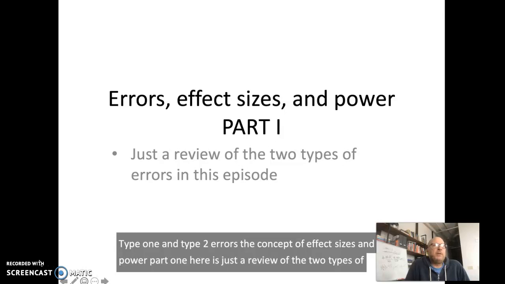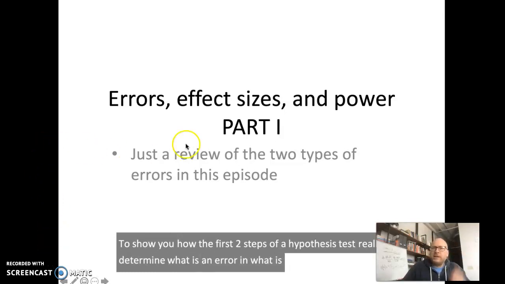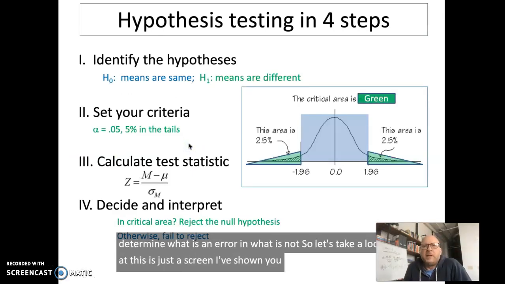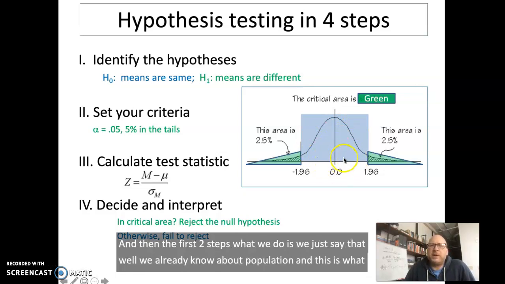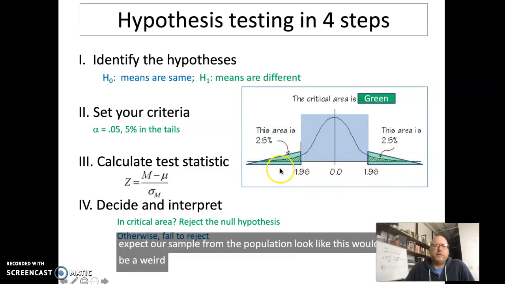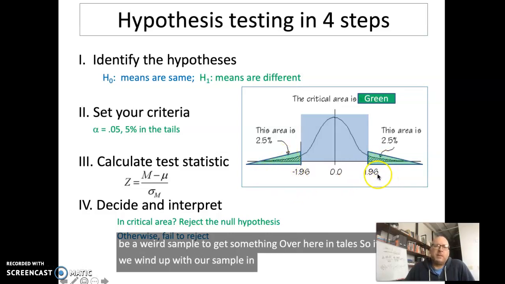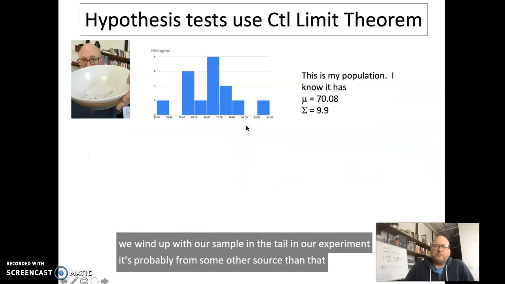And I want to show you how the first two steps of a hypothesis test really determine what is an error and what is not. So let's take a look at this. This is just a screen I've shown you a few times. In the first two steps, we say that we already know about a population, and this is what we expect our samples from that population to look like. This would be a weird sample to get, something over here in the tails. So if we wind up with our sample in the tail in our experiment, it's probably from some other source than that population.